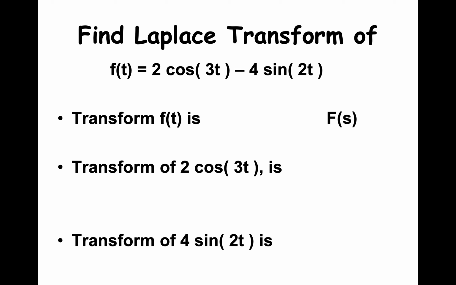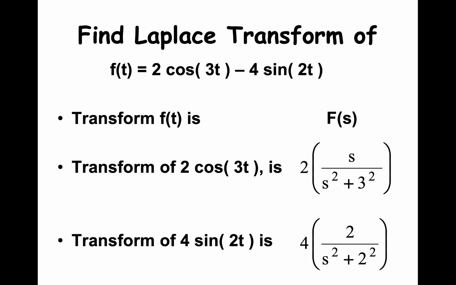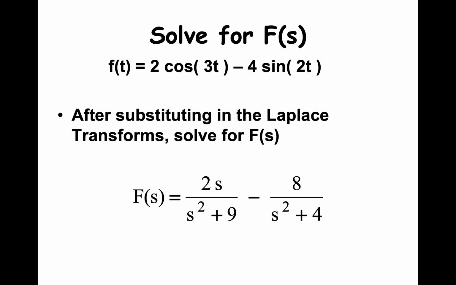But equations 9 and 10 don't have constants multiplied by the sine or cosine, so we need to apply equation 3 again. Using equations 3 and 10, we find that the Laplace transform of 2 times cosine 3t is 2s over s squared plus 3 squared. And similarly, we can get 4 sine 2t to be 4 times 2 over s squared plus 2 squared. We used equations 1, 3, 9, and 10.